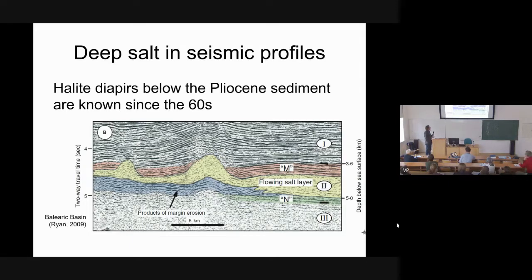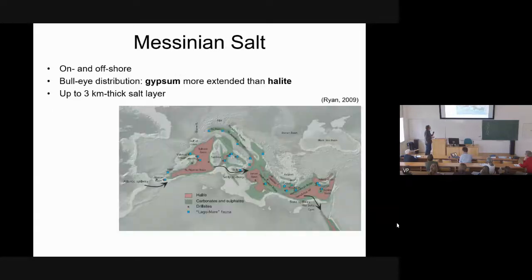So it was easy to recognize that the halite layer you can see in Sicily was also present in the depth of the sea. Slowly, with the proliferation of these seismic techniques, a map was developed where you can see that halite is concentrated in the center of the basins, whereas gypsum is more in the outer parts.